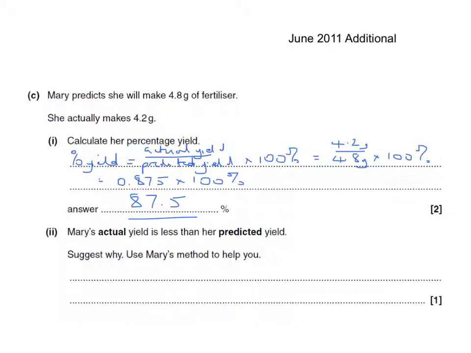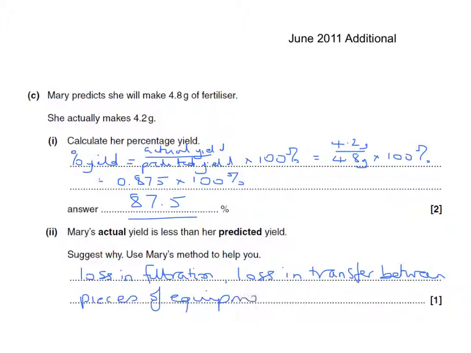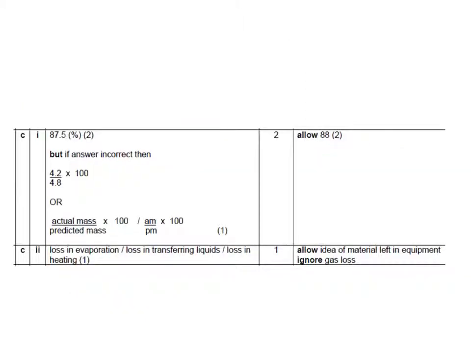Mary's actual yield is less than her predicted yield. Suggest why using her method to help you. Well, unfortunately, the first part of this question isn't in there, but the standard reasons are loss in filtration, or you could say loss in transfer between pieces of equipment. The answers then are 87.5% and loss in evaporation, loss in transferring liquids, loss in heating, the idea of material being left in equipment but nothing to do with gas because it's not a gas being made here.